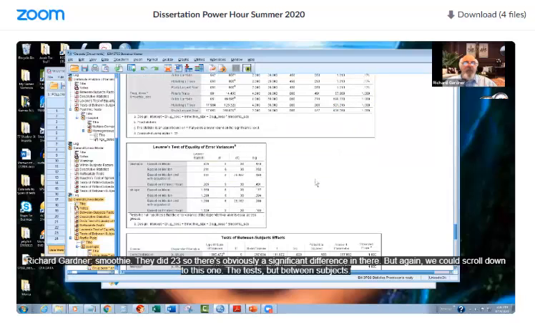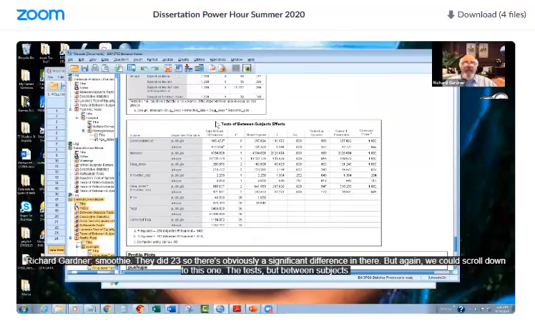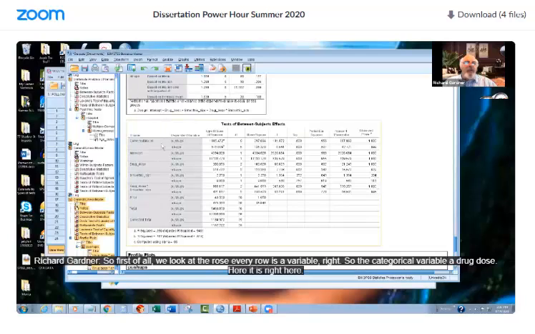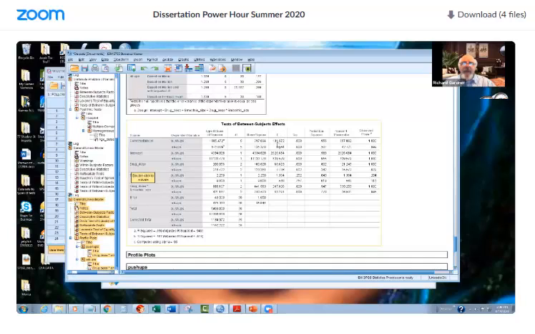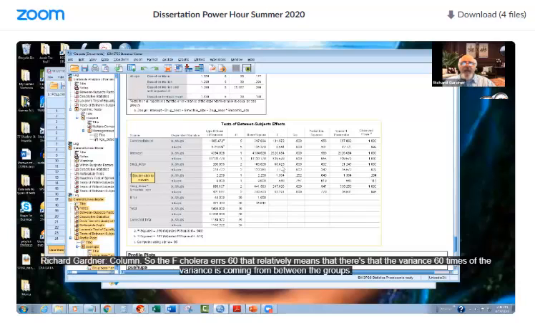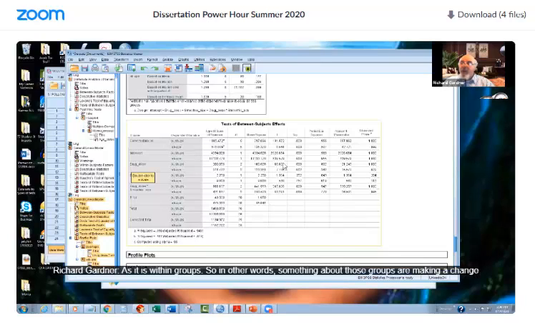But again, we could scroll down to this one, the test between subjects. So first of all, we look at the rows. Every row is a variable, right? So the categorical variable, a drug dose, here it is right here. And then there's the DV for push-ups and a DV for sit-ups. So you simply scroll along until you see the F column. So the F column right here is 60. That relatively means that 60 times the variance is coming from between the groups as it is within groups. So in other words, something about those groups is making a change.